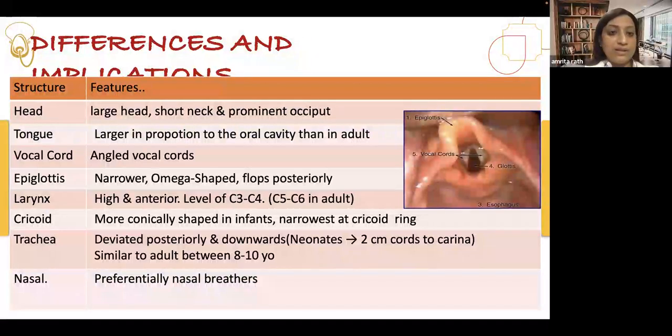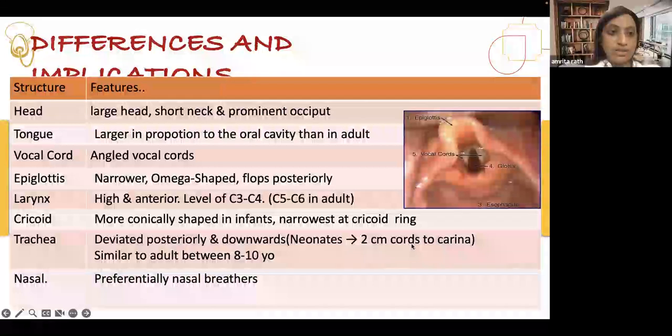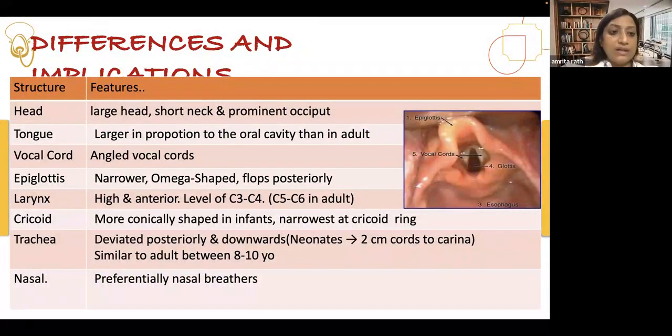And the narrowest part is at the level of the cricoid. That means a tube that passes through the vocal cords easily may not pass the cricoid. Subglottic stenosis is a very well-known entity in newborns and pediatric patients, so always keep a lower size ET tube ready as well. Then comes your trachea. The trachea is deviated posteriorly and downwards. In neonates, the distance to the carina is almost 2 centimeters. And the angles are almost similar, like in adults: 25 degrees on the left side and 45 degrees on the right side.